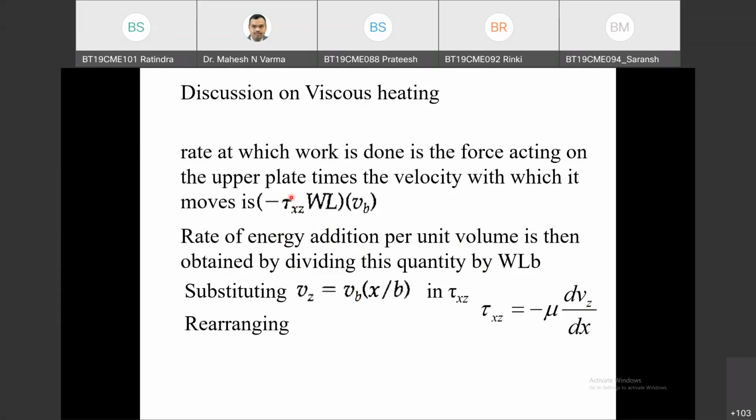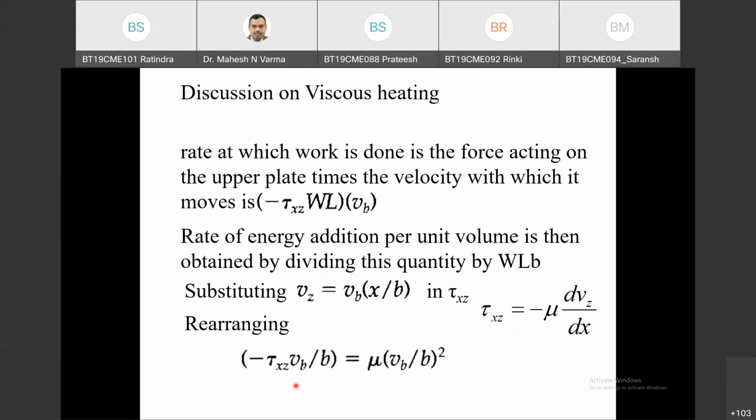the equation. So first of all, this will be the rate at which work is done, that will be equal to force multiplied by velocity. And if I want the rate of energy added per unit volume, this will be the volume of this film, and substituting, this is the velocity profile, and this shear stress is associated with the velocity profile using Newton's law of viscosity. So substituting dVz here and this value here per unit volume, what will I get?